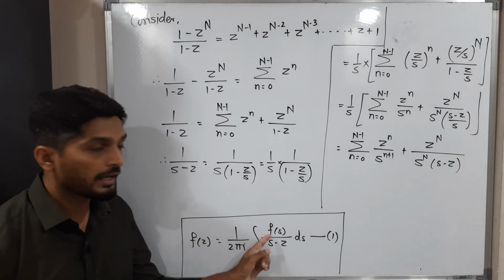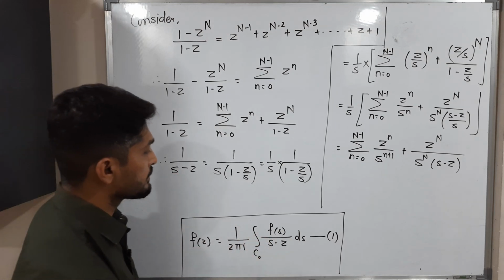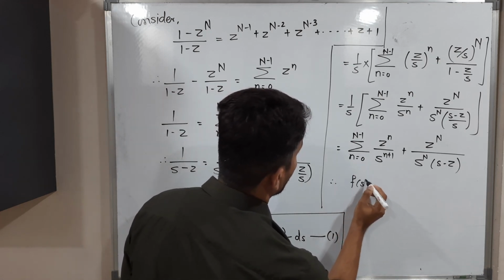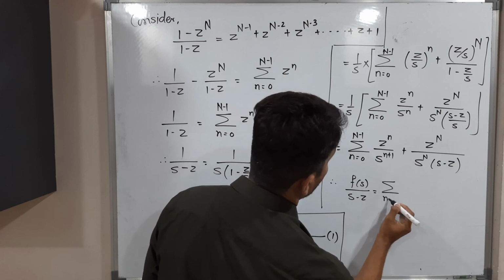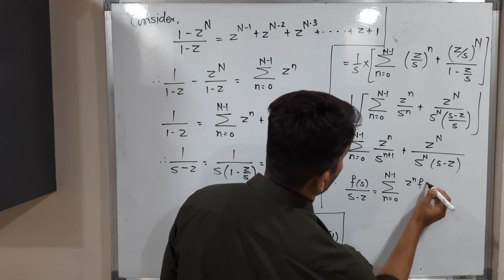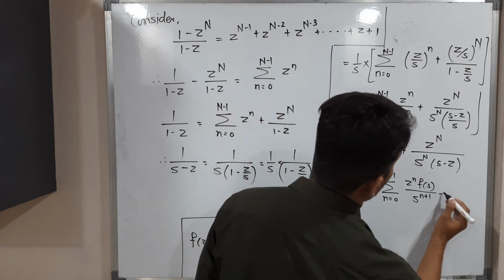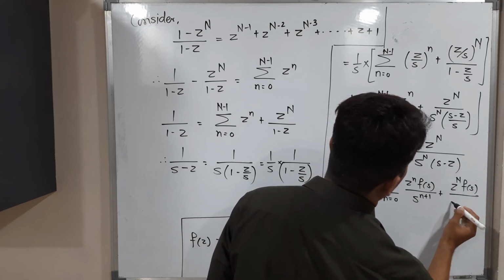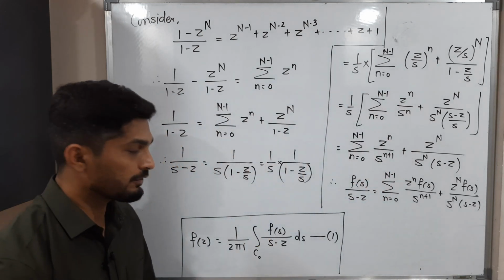But here we have f of s also. So let us multiply both sides by f of s. Therefore, f of s upon s minus z is equal to summation n running from 0 to N minus 1, z raised to n f of s upon s raised to n plus 1, plus z raised to N f of s upon s raised to N times s minus z. So we consider f of s also.